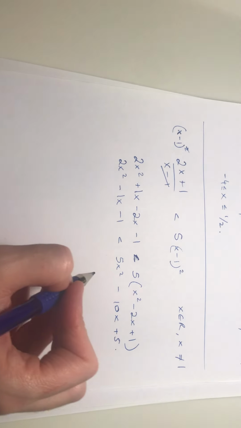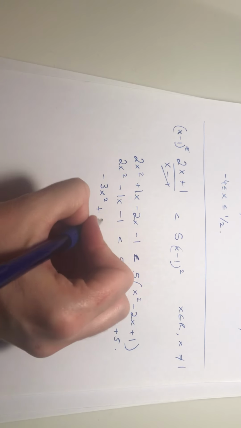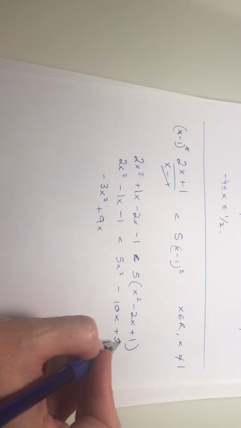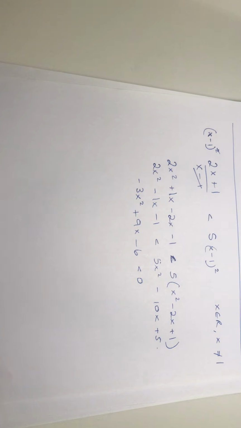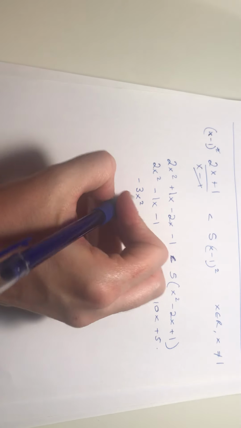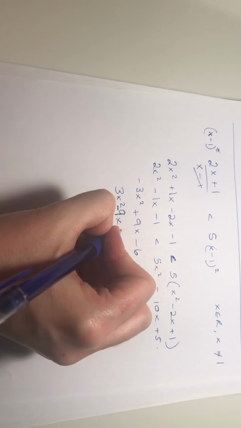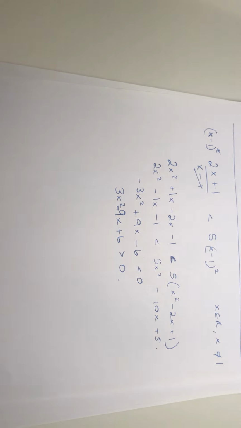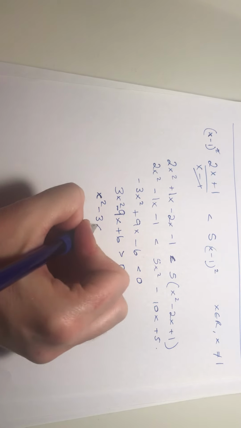Bring it all to one side. Let's bring it all to the left. So that's minus 3x squared plus 9x minus 6 less than 0. I am going to multiply across by a minus, but if I change one sign, I have to change every sign. So be careful of that. Okay, we could also divide by 3, you don't have to, but you'd end up with x squared minus 3x plus 2.